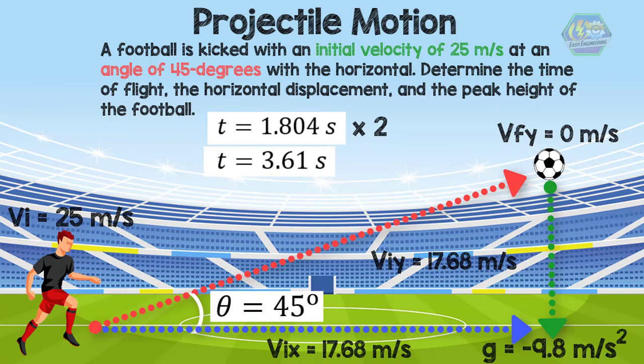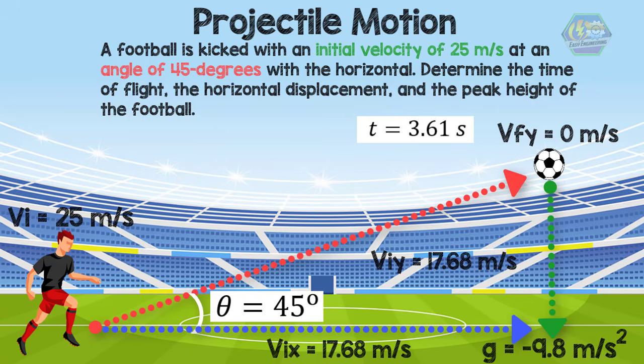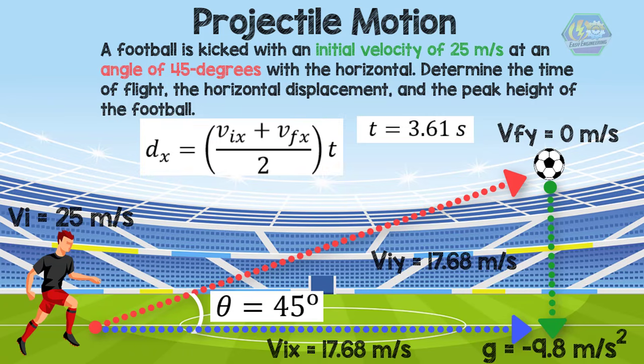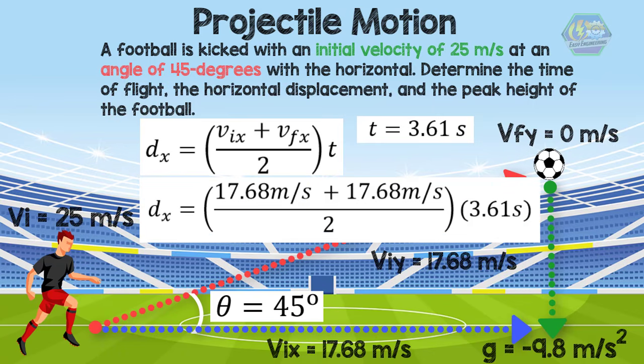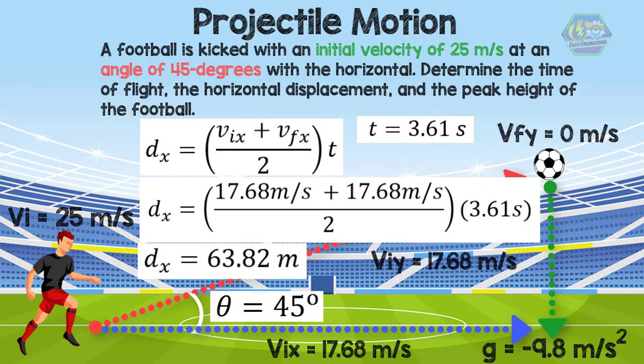Next, we ask for the horizontal displacement. This is an x component. We can use equation 4 to solve for the displacement. So we will be having, we then input the known values. Take note that the velocity along the x component is constant. So the initial velocity along x is equal to the final velocity along x. And the time we will use will be the total time for the ball to reach the ground, which gives us d sub x, which is 63.82 meters.